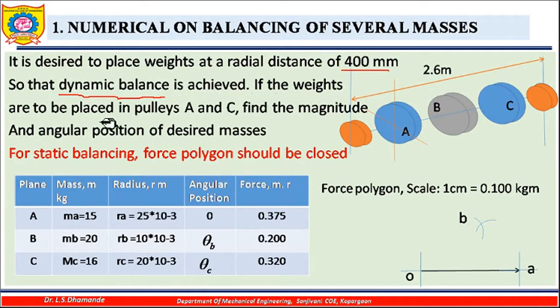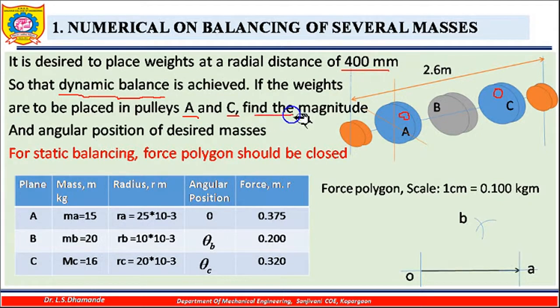If the weights are to be placed in pulleys A and C, then for balancing this you have to put the weight only in these two pulleys. Pulley A is preferred for putting one mass, and pulley C for the other. You have to find the quantity of that mass, and attach it at a radius of 400 mm.